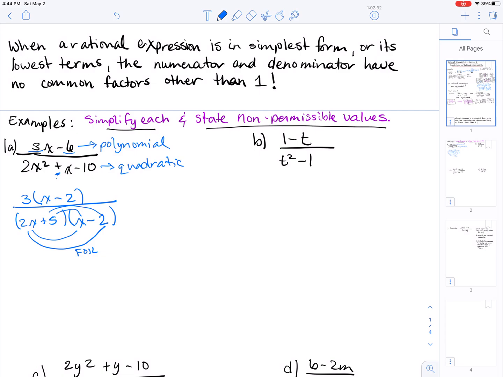Now, I haven't finished breaking it down to its lowest terms because I have x minus 2 and x minus 2. So I know I can cross those two out. So that leaves me with 3 over 2x plus 5. But now I have to state my non-permissible values.